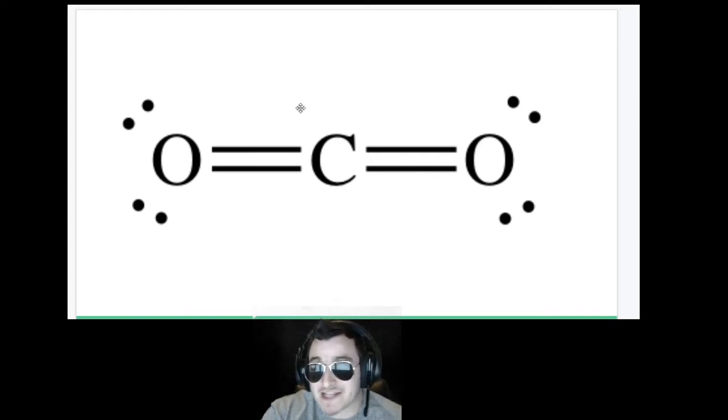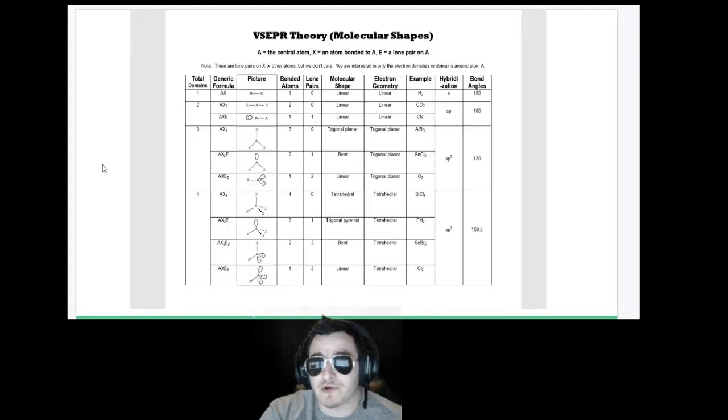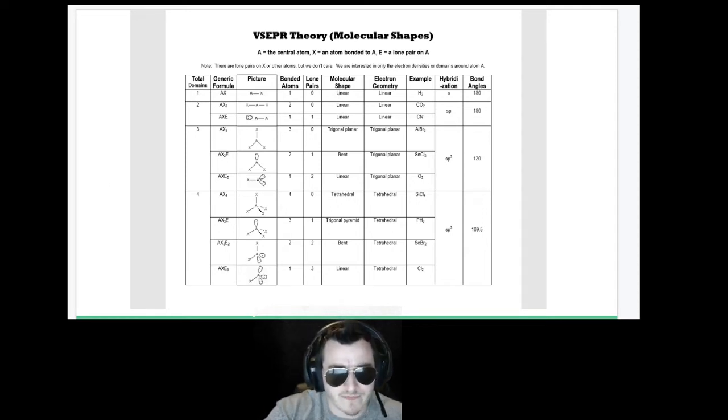So this carbon has no lone pairs, no dots present on the drawing, but it does have 2 atoms attached. Therefore, it only has 2 domains. And so you can see where you could have gone wrong if you're looking back at your chart. If you counted each bond as a separate domain, then your 4 domains would have thrown you off and given you a different shape. But we only have 2 domains, 2 bonded atoms, 0 lone pairs. So CO2, carbon dioxide, is actually a linear shape, just a straight line molecule.